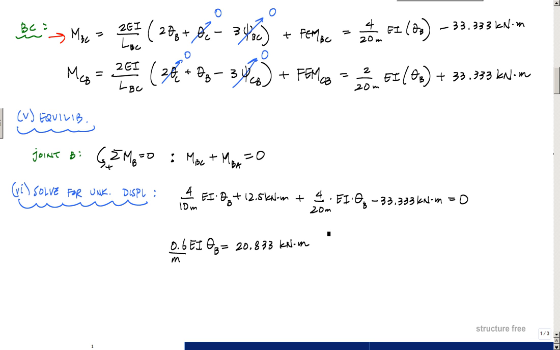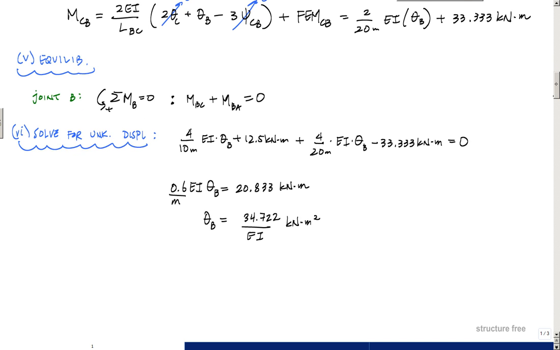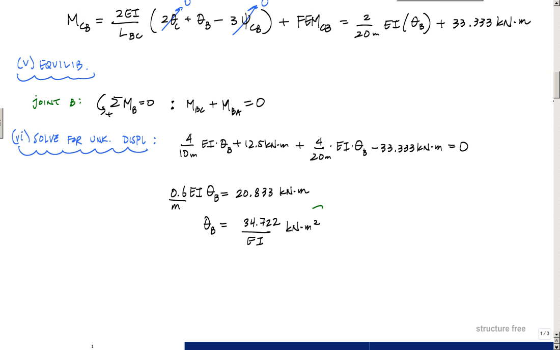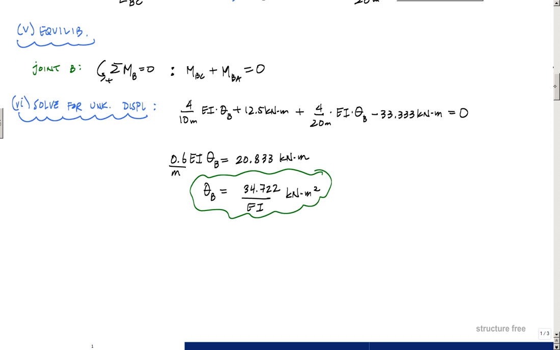And then again, if I solve for theta B, which is that unknown displacement, this is 34.722 over EI kilonewton meter squared. And you know the units are good because the units of EI are force times length squared. And so that means the units will cancel out, and as for rotation, it's dimensionless, okay? So that's theta B, this displacement.